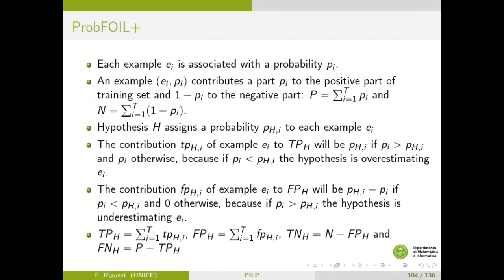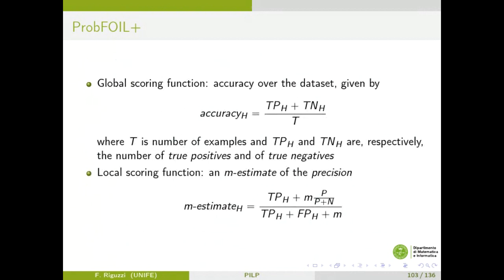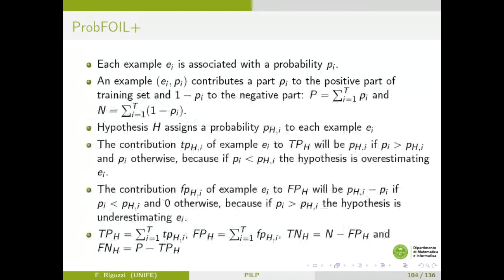So suppose you want to score a hypothesis H. The hypothesis H assigns a certain probability to the example. So we call it p_Hi. Okay. Now we want to compute these quantities: the true positives assigned by the hypothesis H, the true negatives, the false positives. Okay. Consider an example e_i, this one.